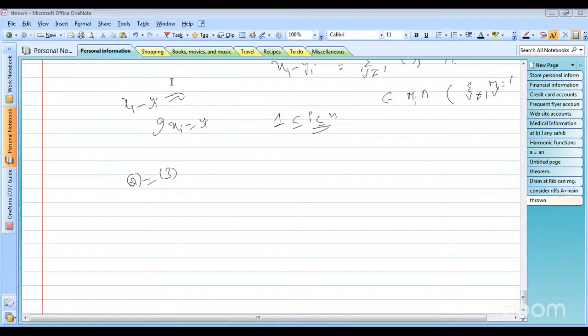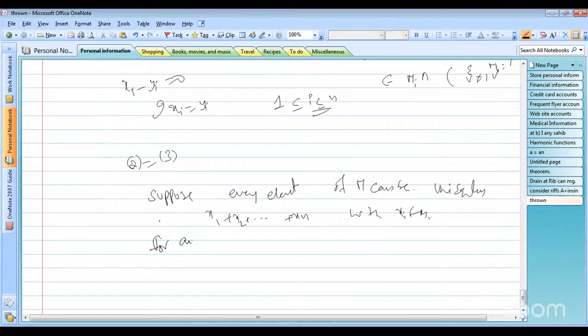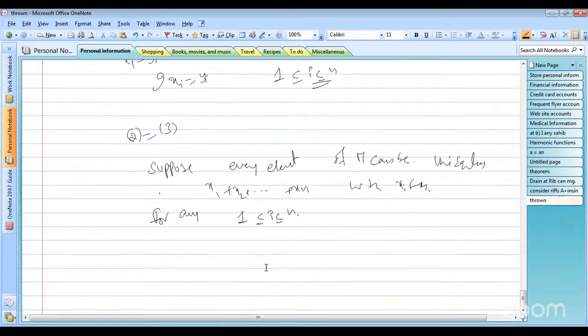So 2 is equal to 3. Suppose every element of M can be uniquely written as x1 plus x2 plus and so on plus xn, with xi belonging to Mi for any 1 less than or equal to i less than or equal to n. So we can define here Pi from M to M.